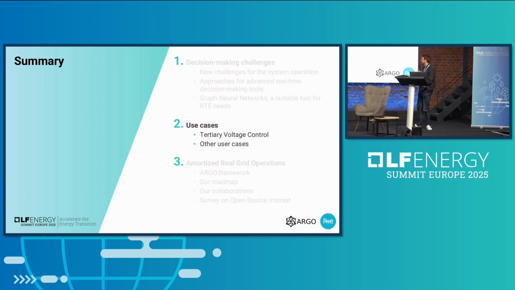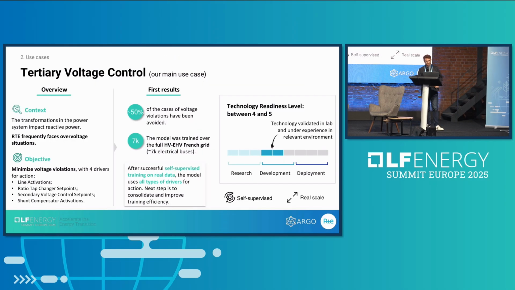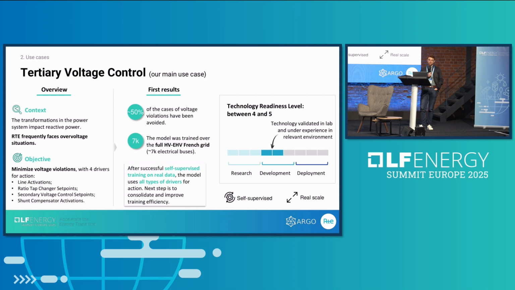Let me say a few words about the typical use cases that we are investigating. The most important one, I would say, is the tertiary voltage control problem. As I showed you a few minutes ago, there is an increasing amount of high voltage events in the French grid. We want to address that, and we want to help operators reduce those high voltage events.